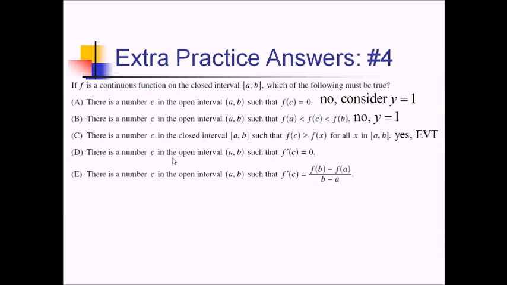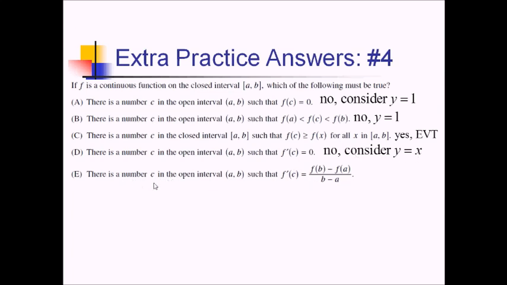So choice D, there's a c value such that f prime of c equals 0, basically saying we're guaranteed to have a slope of 0 somewhere on our interval if it's continuous. And that's not necessarily true. There are continuous functions that never have a slope of 0, such as the line y equals x. That has a slope of 1 everywhere, but again, it is continuous.